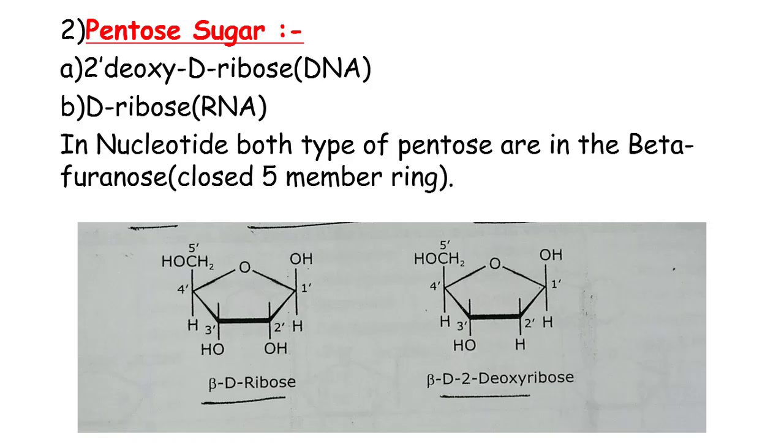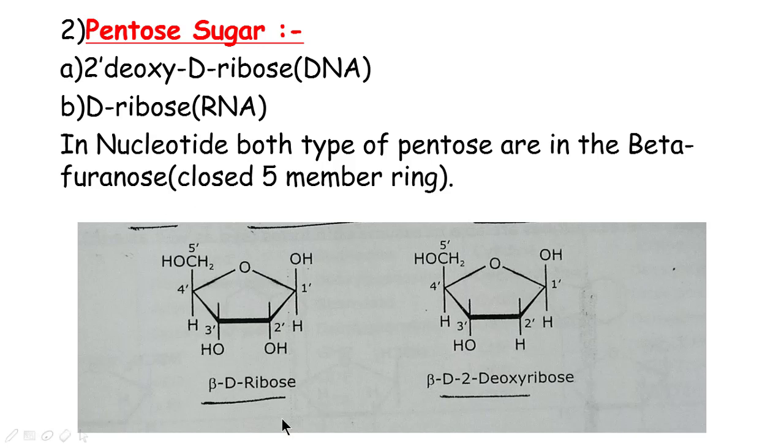Okay. What is the pentose sugar? The pentose sugar is of 2 types. In DNA it is 2'-deoxy-D-ribose, while in RNA it is D-ribose sugar. Why is it so called? What is the D? D is dextro, dextrorotatory. Its rotation is dextrorotatory. In nucleotides, both types of pentose are in the beta furanose form. What is beta furanose? Beta furanose means it is an enclosed 5-member ring.